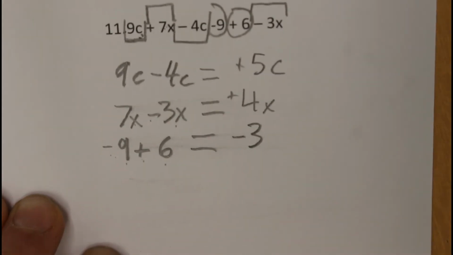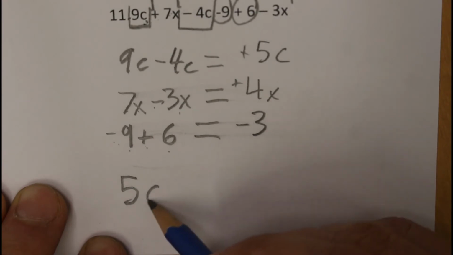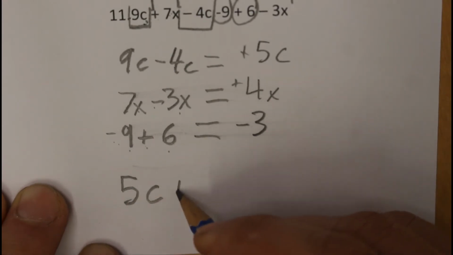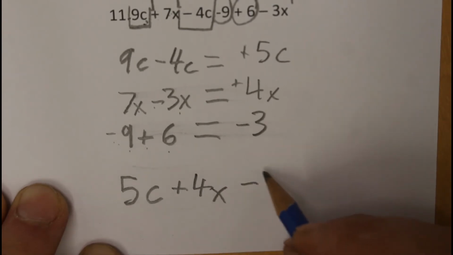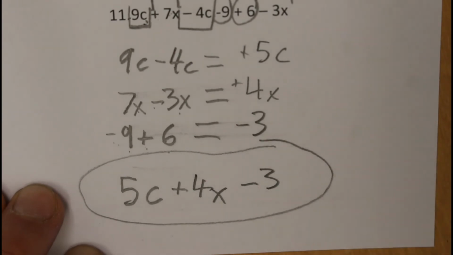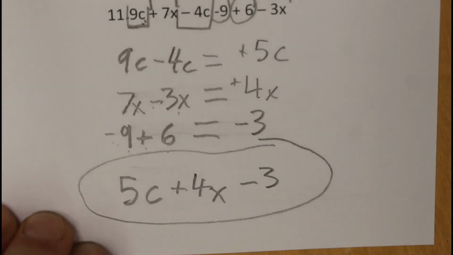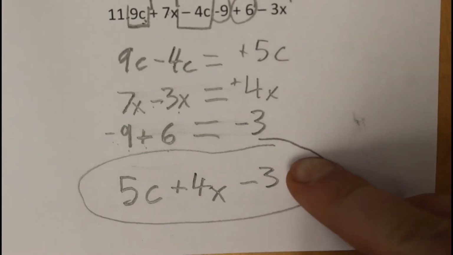Now you write it out all as one equation. It doesn't matter which order you put it in. 5c, it's positive, plus 4x take away 3. And that is your answer for that one. Now let's do one more. Remember, these are all freebies, so you might as well be following along.